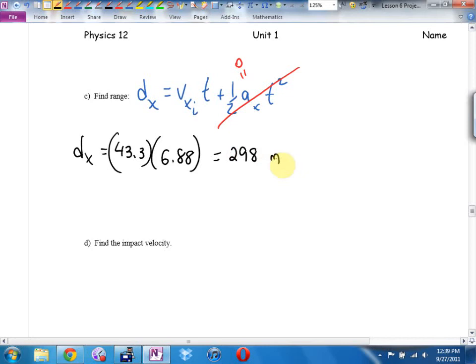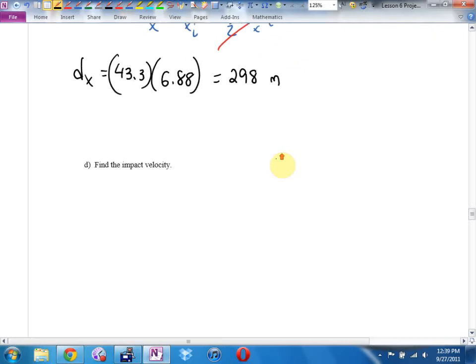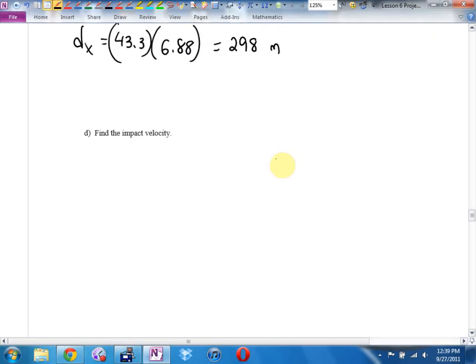The last one they'll ask, and this is fairly challenging, is the impact velocity. Although sometimes they'll say, find the final velocity. Now, often when they say that, kids go, well, zero. No, no, not after it hits the ground. Final velocity right when it hits the ground.